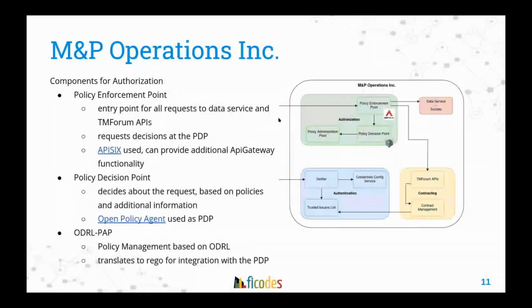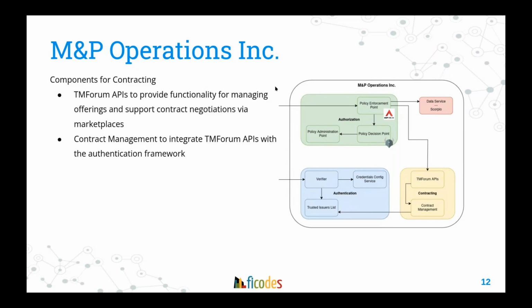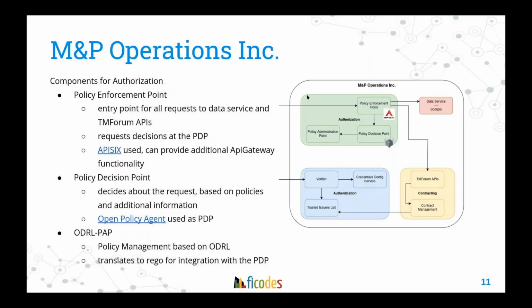As the next set of components, we have the authorization components. So we essentially went through the authentication and have our JWT token. Then we have to hit the components for authorization.